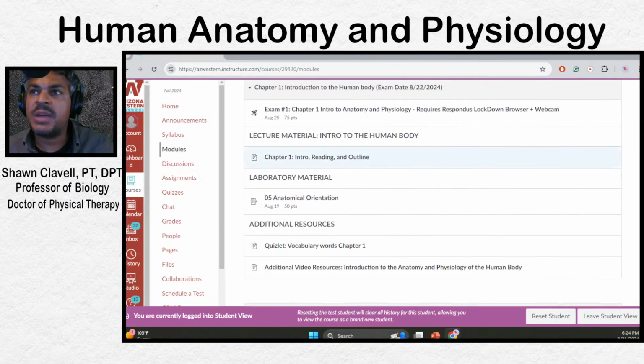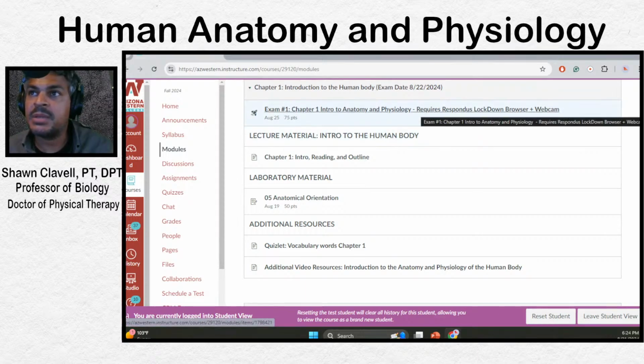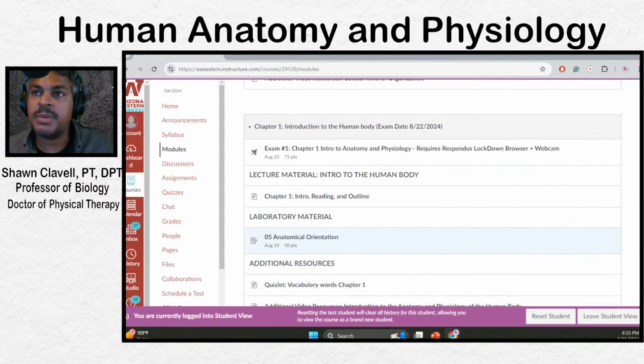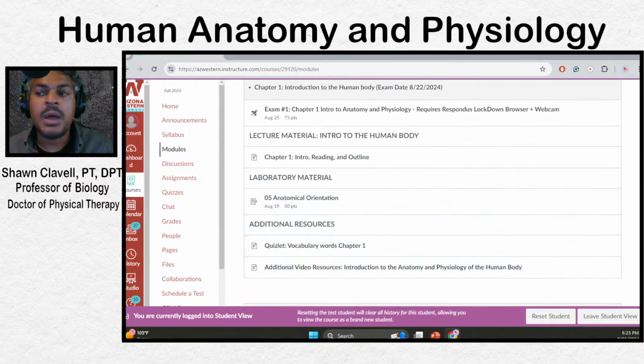This one is chapter 1 that we've been focusing on. You can see here that for chapter 1, the exam is available. Well, we're on the eve of that exam. It'll be available on Thursday. Again, it covers primarily chapter 1. The big key here is anatomical orientation. So let's talk a little bit about what to expect on this exam.